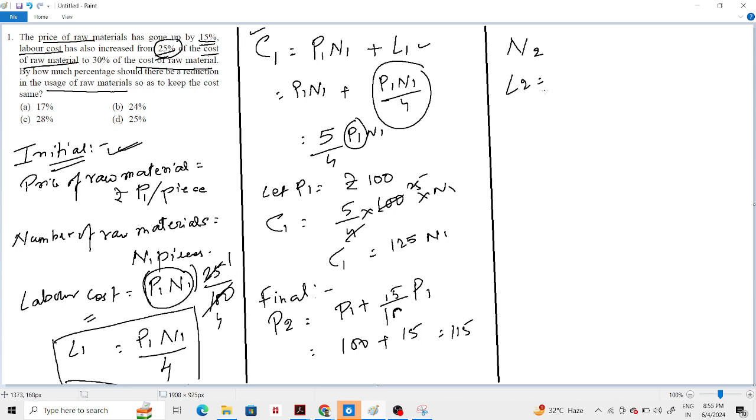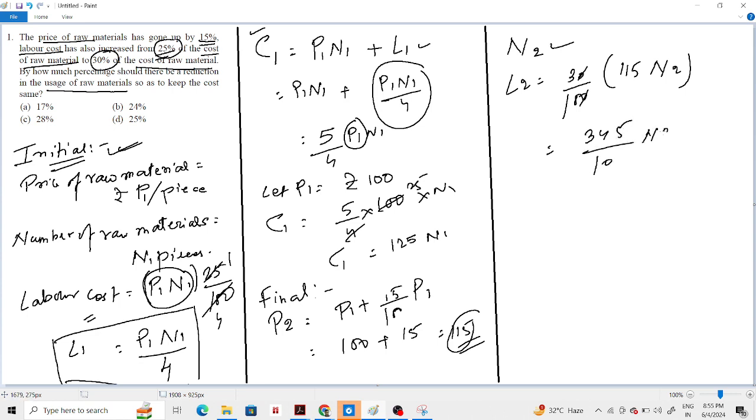So what is going to be the labor cost? The labor cost is going to be this time 30% of the cost of raw material. 115 is the price of raw material per piece. N2 is the new number of raw material that we are consuming, so into N2, that is 34.5 into N2. Tell me which part you didn't understand.